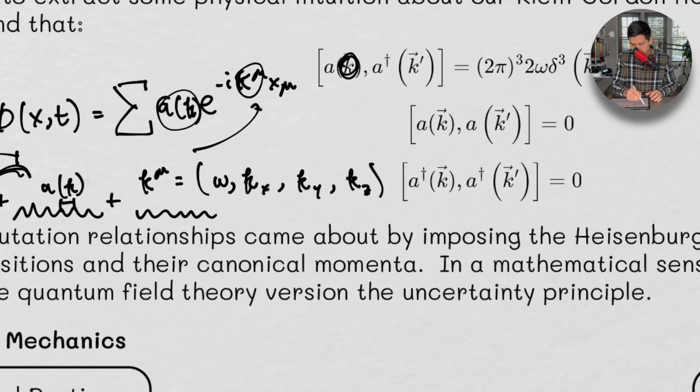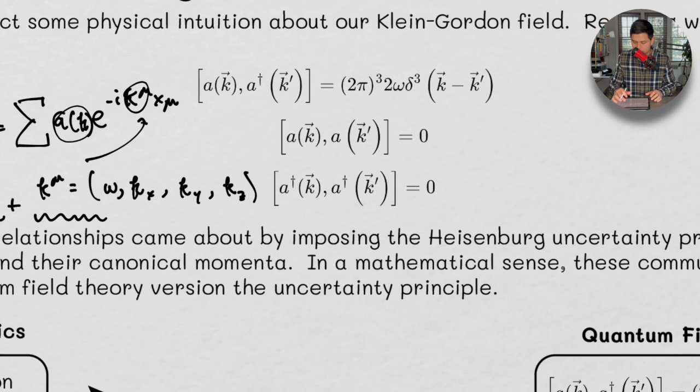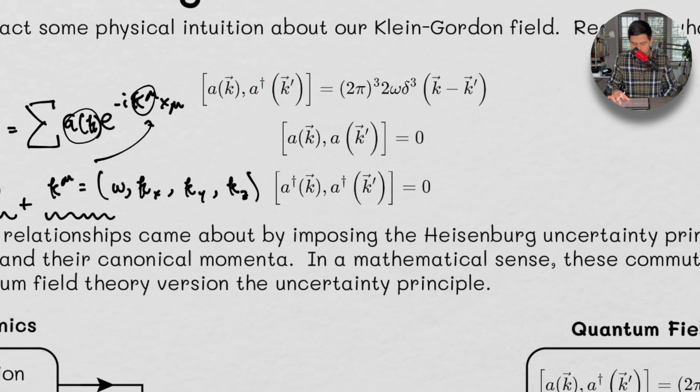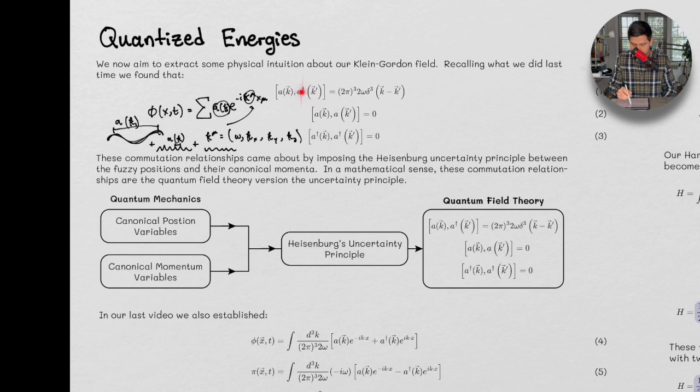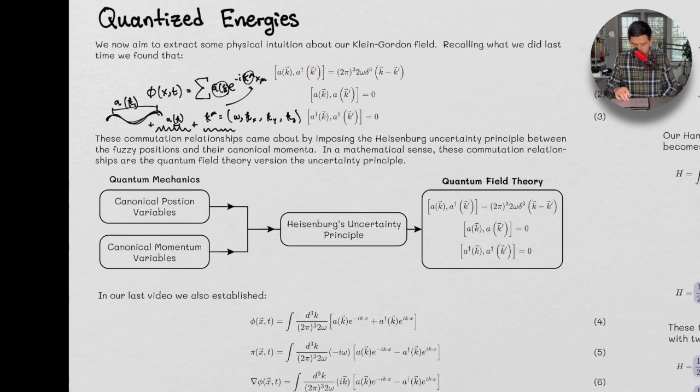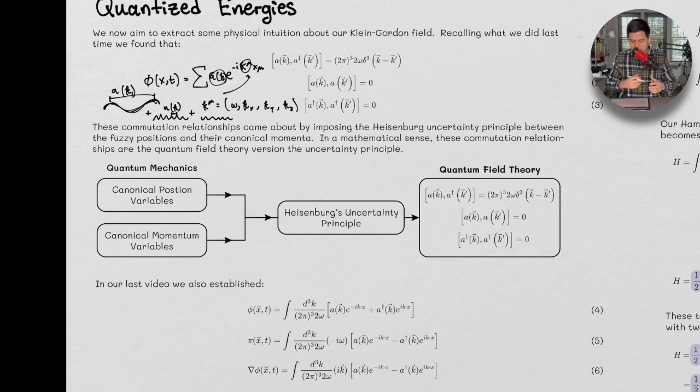We saw then that these coefficients had a commutation relationship, which looked like this, and then these two as well, where we allowed the coefficients to take on complex values, and so this dagger here means that it's the complex conjugate of this one. Alright, so these are commutation relationships. They came about, again, by imposing the Heisenberg uncertainty principle between our fuzzy positions and the canonical momenta for these positions. In a mathematical sense, these commutation relationships are the quantum field theory version of the uncertainty principle.